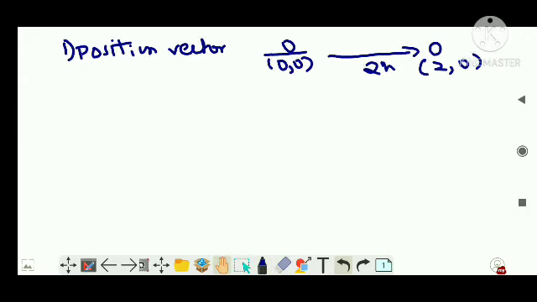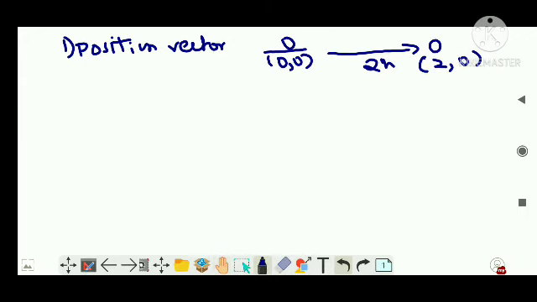Now similarly, if our body was here, again at the origin, and it moves 2 meters in this direction, right? So I will write, say this is 2 meters, this point will be 0, 2 because it has displaced in which direction? In the y direction. This is how you write.